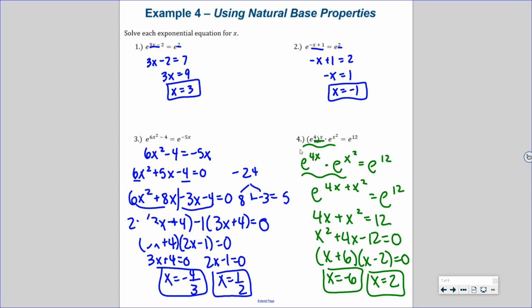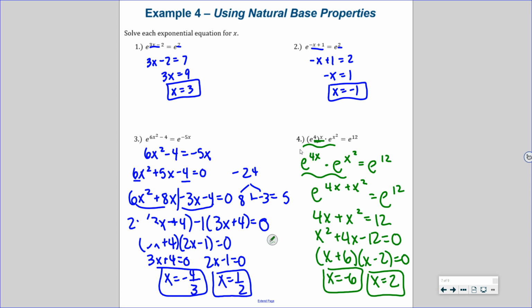Okay, so there's just some properties. Again, eventually, folks, we'll be able to algebraically solve these equations. But when they're set up like this, just use some logic. We know an equation means each side's equal to each other, and if they have the same base, then you can set the powers equal to each other.